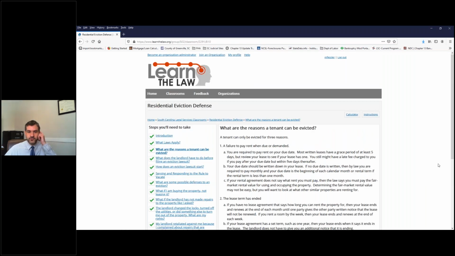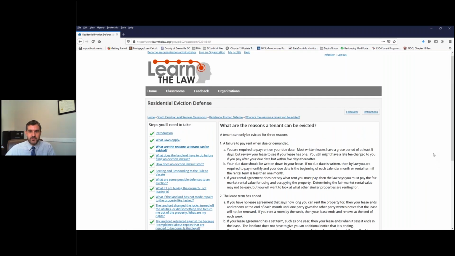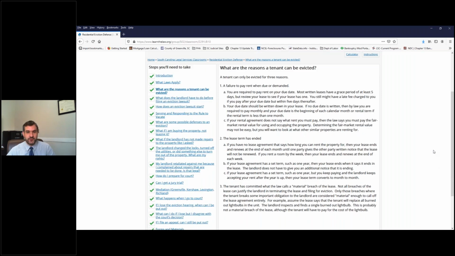So what does the law say about why a tenant can be evicted? There are 3 reasons that a tenant can be evicted. 1, a failure to pay rent when due or demanded. 2, the lease term has expired. Or 3, the tenant has breached the lease in some other way other than non-payment of rent. Each of those different categories have different considerations that need to be kept in mind.